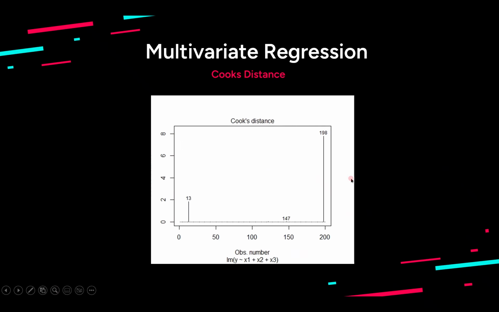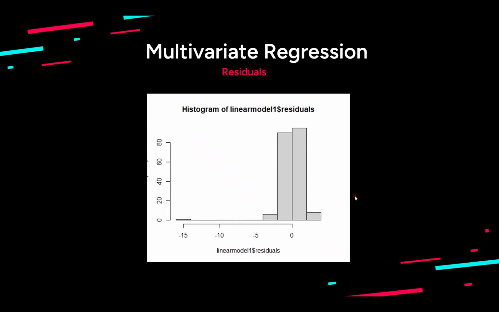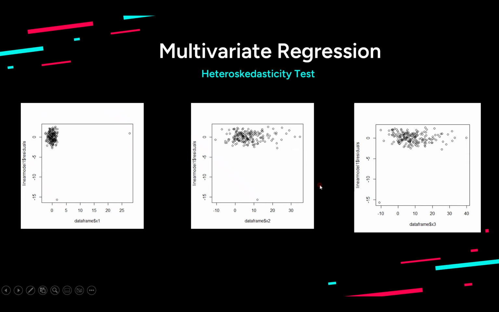So we can look at Cook's distance and see that 198 is in fact an outlier. When we look at the residuals, this is definitely not normally distributed, and we can see that there's an outlier here. And when we do a heteroscedasticity test, we can see that this outlier here is definitely skewing this plot. All of our data is over here, and the outlier is there, and again, no relationship between these two.